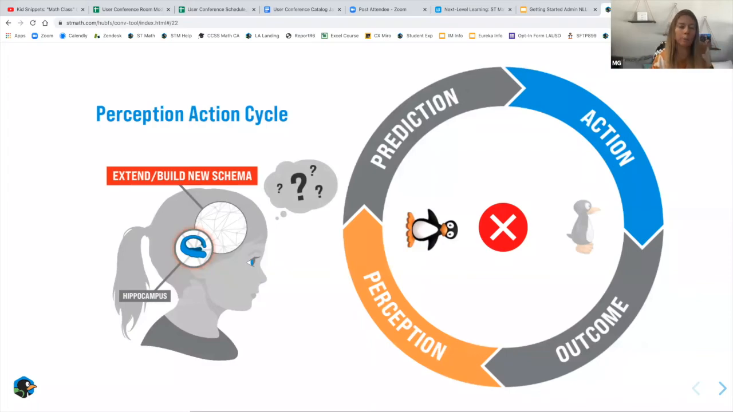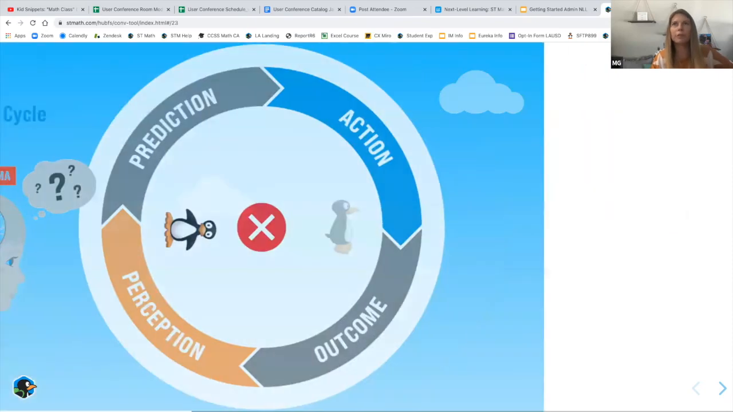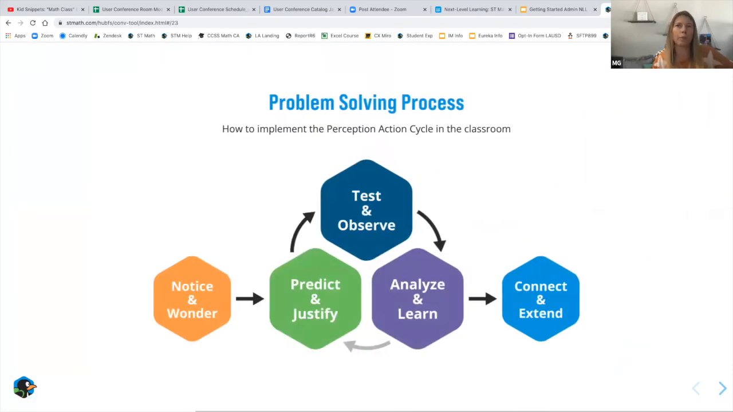This is why when we play ST Math games, it's okay for students to get it wrong. We actually don't alert the teacher that a student has gotten puzzles wrong until they've gotten it wrong at least 9 times. 9 times, because we want the students to build their schema. It's all about building schema. It's not about getting the answer right the first time around. So how we do this is through the problem solving process. This is what's happening every single time that a student is going through an ST Math game.